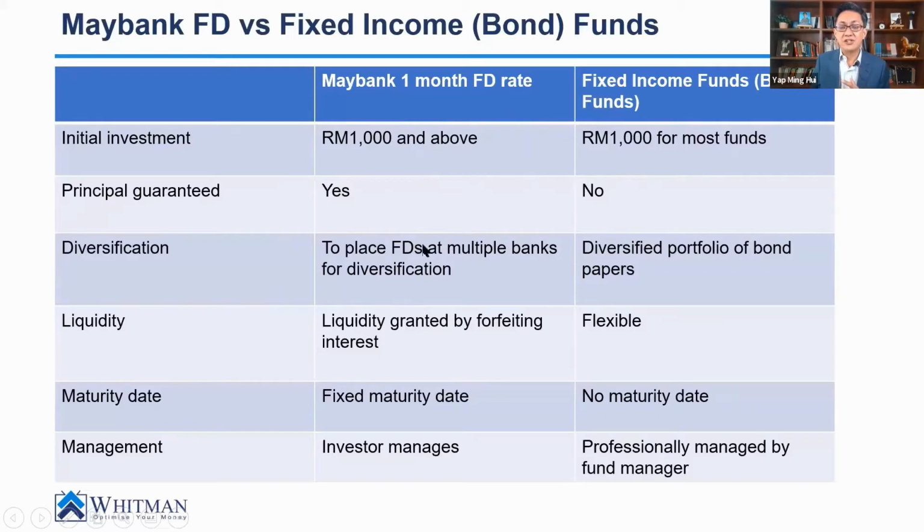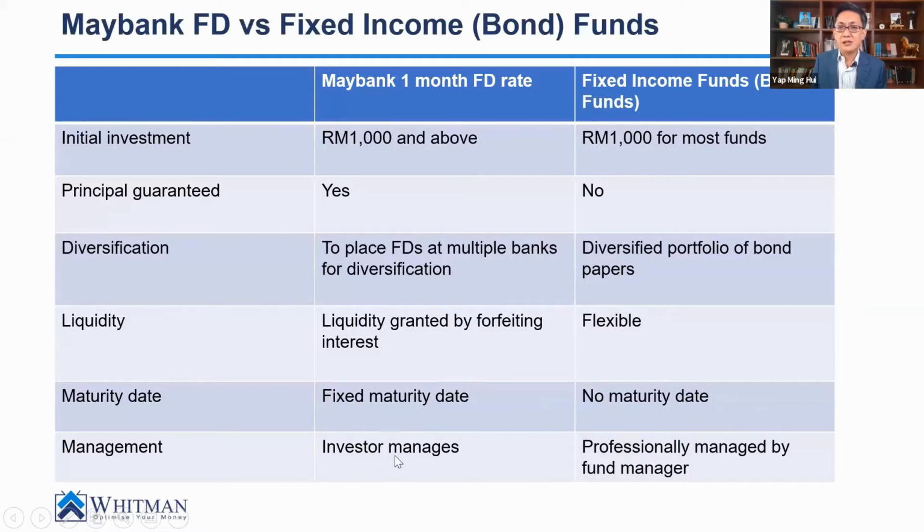And as far as diversification is concerned, what you can do is put your FD into a different bank. And for fixed income fund or bond fund, the manager will construct a fund whereby you invest into maybe 10, 15, 20 bond papers, normally corporate bond papers. And the liquidity that you have under FD, like what I mentioned before, you may need to forfeit your interest, whereas for bond fund, there's no such thing as a maturity period or forfeiting your interest. So FD has a fixed maturity date and fixed income fund has no maturity date.